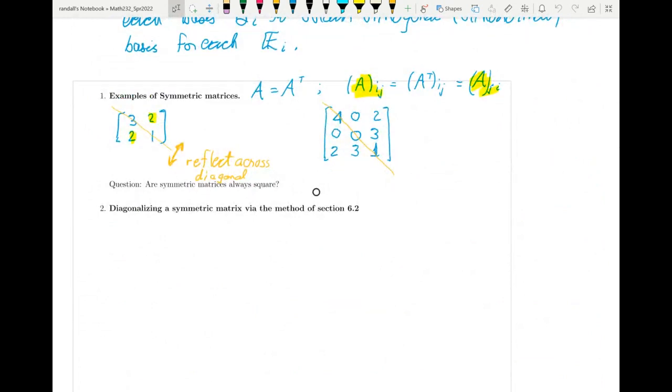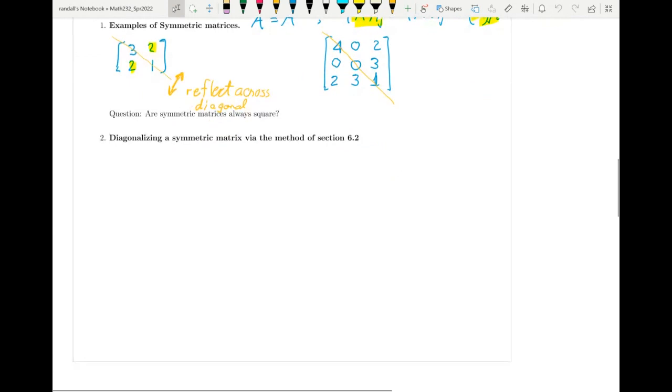That being said, you may think that these are very special, that we might not see them very often. However, these kinds of matrices appear quite frequently in applications of linear algebra, so it is very important for us to study them, and that's what we're doing in this section. Okay, so let's go back to a previous section, 6.2, diagonalizing a matrix. We're going to follow that algorithm.